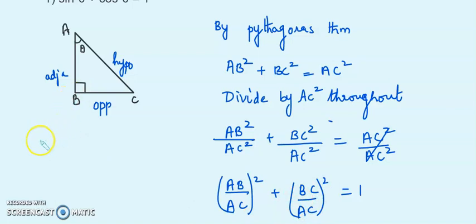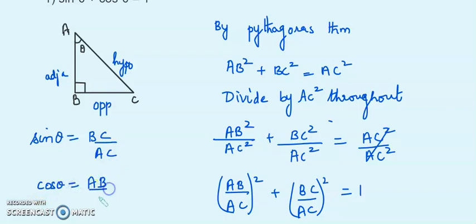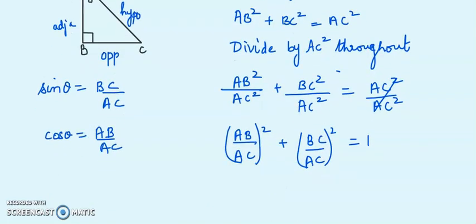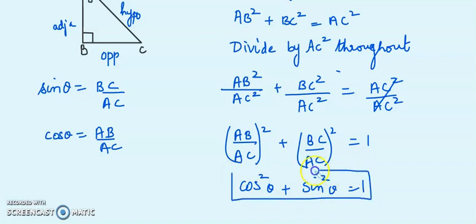Now from this triangle, can I say sine theta, if I want to mark it out, will be BC upon AC, right? And cos theta is, yes, AB upon AC. So can we substitute BC upon AC as sine theta, and AB upon AC as cos theta? Yes. So here we'll get cos square theta plus sine square theta equals 1, which can be read as sine square theta plus cos square theta equals 1. So we have derived this first identity.